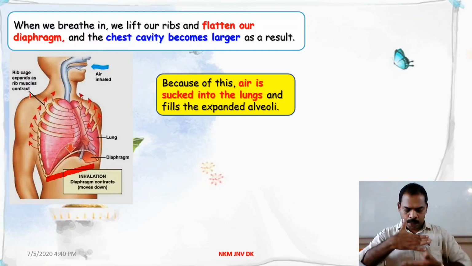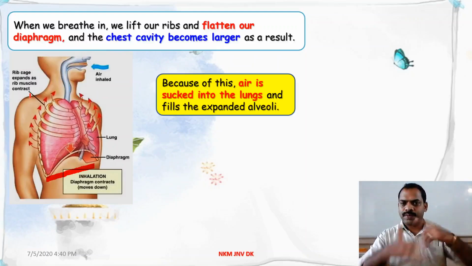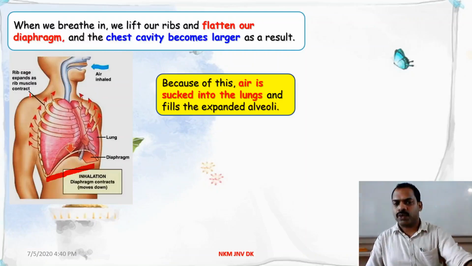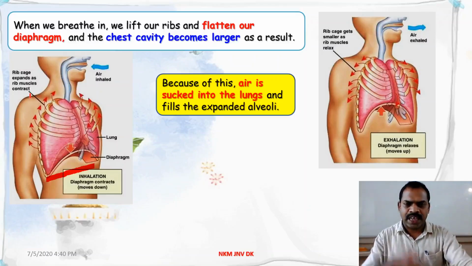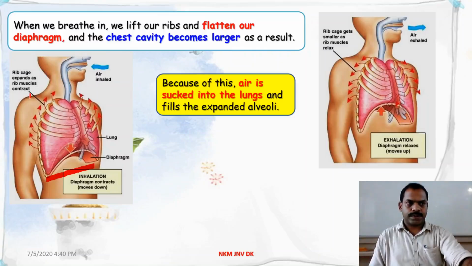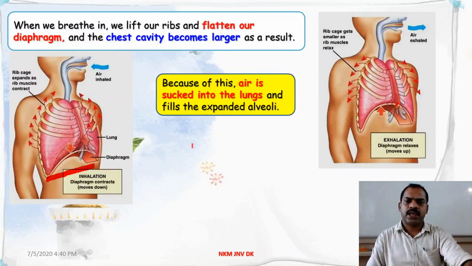The rib cage is coming down and back. The diaphragm is up. So volume is less, pressure is more, air goes out. That is called exhalation. So this is inhalation and exhalation. Got it? So you can write the mechanism, the steps of inhalation and the steps of exhalation.